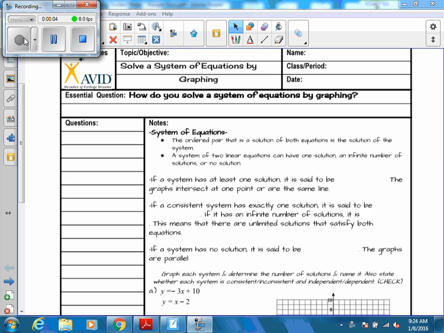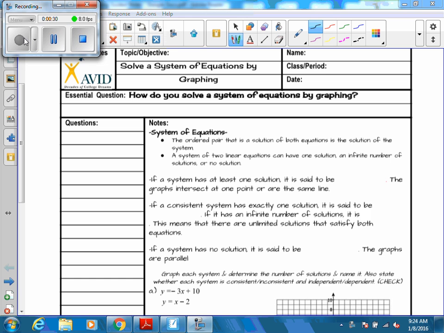So we're going to go ahead and jump back into our flipped classroom videos. The next part of our unit is very, very important. So I want you guys to make sure that you take your time while we're going over our notes, that we make sure that we really, really understand what's going on. So if you look at our topic and objective, it says that we want to solve a system of equations by graphing. So my essential question is, how do I solve a system of equations by graphing?